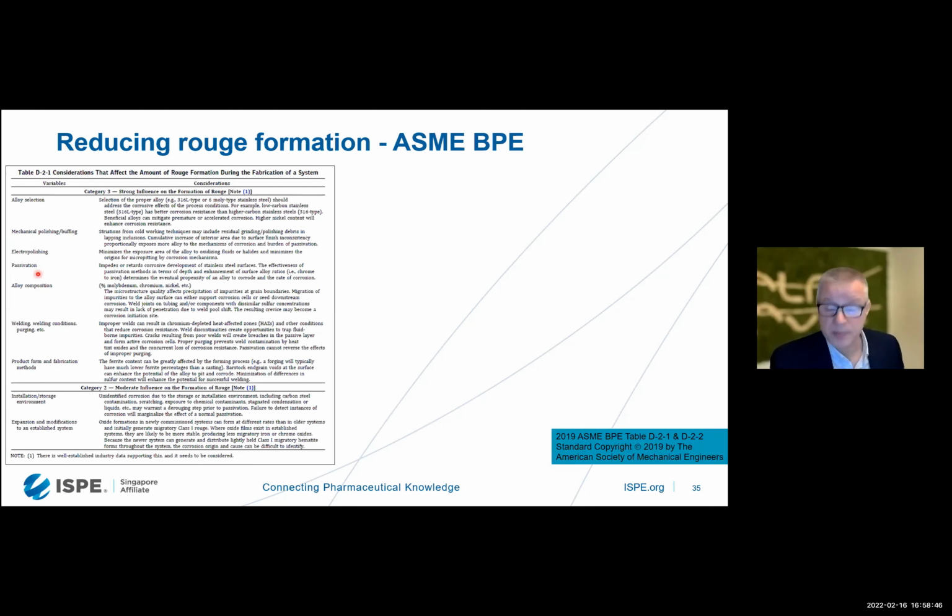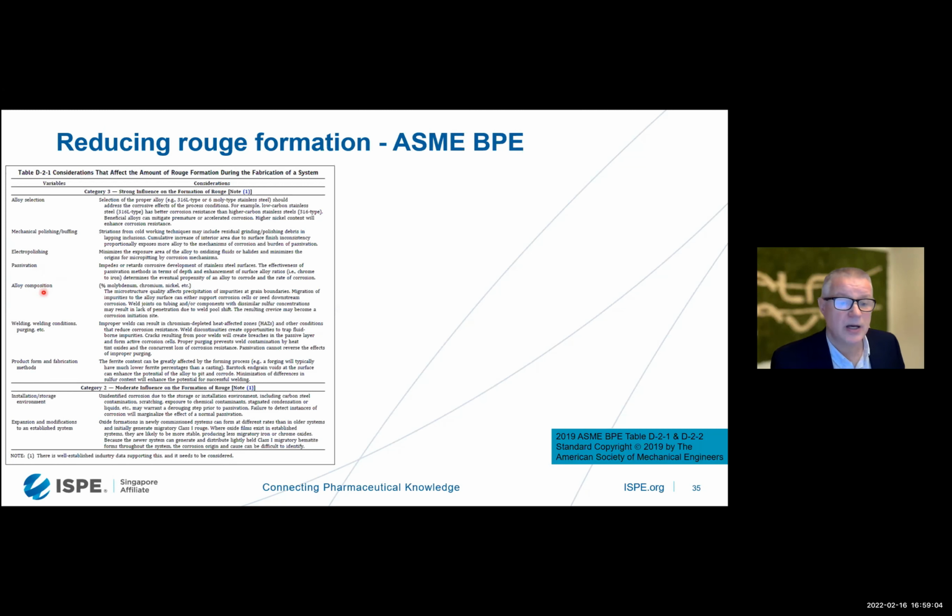And they talk about passivation, which is the whole thing with rouging. You have to secure that you have a passivated layer, otherwise you get rouging. And if you have a passivated layer everywhere in the system, you will not get rouging. So of course, passivation is important.